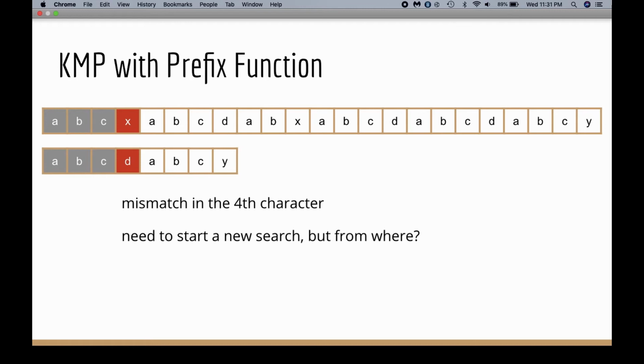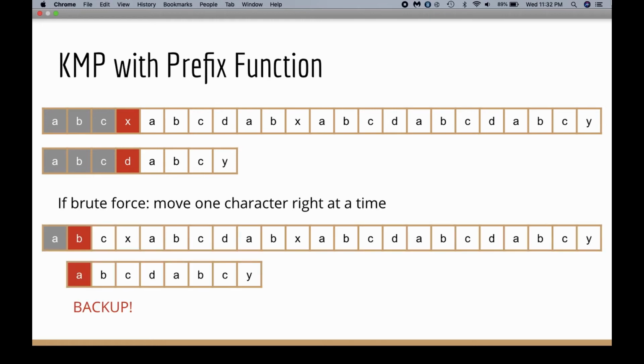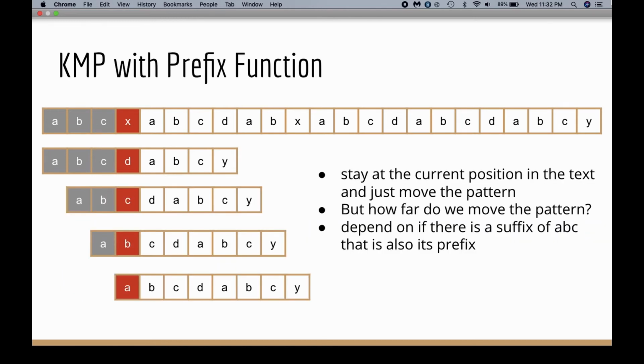Here we have a text and a pattern, and the first three characters in the pattern are matched, but we have a mismatch in the fourth character, so we need to start a new search. But where do we start? If we're using a brute force algorithm, we'll go back to the second character in the text, which we already examined, and start matching it with the first character of our pattern. That is clearly a backup, and that is clearly a waste of time. We want to stay at the current position in the text and just move the pattern to the right.